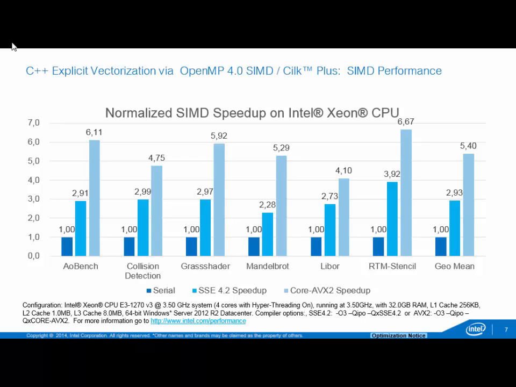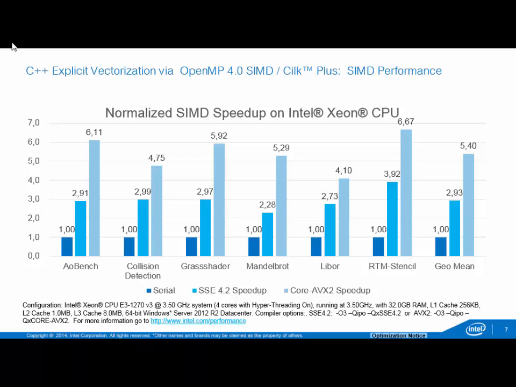So basically, without this explicit SIMD vector programming model, you won't get those kinds of speedups. By adding this pragma SIMD and the SIMD functions functionality, you get an average, a geomean speedup of about 5. This is measured on the Intel Core AVX2, not on the Intel Xeon Phi. So this is compared against sequential code with SSE 4.2, where the vector length is 4. With the Core AVX2, the vector length becomes 8.